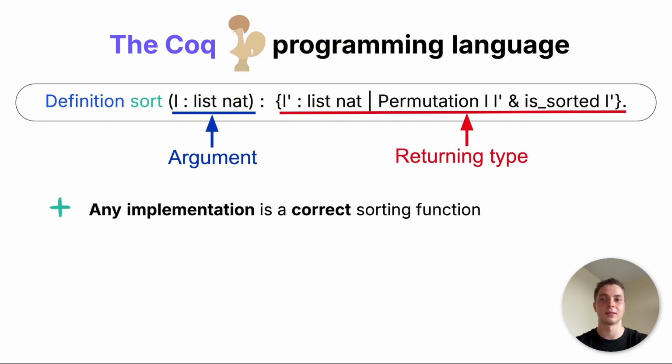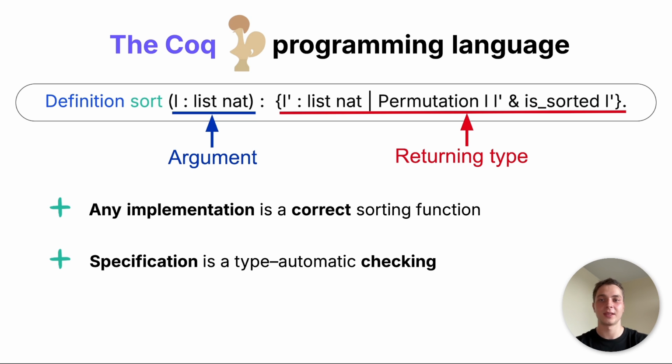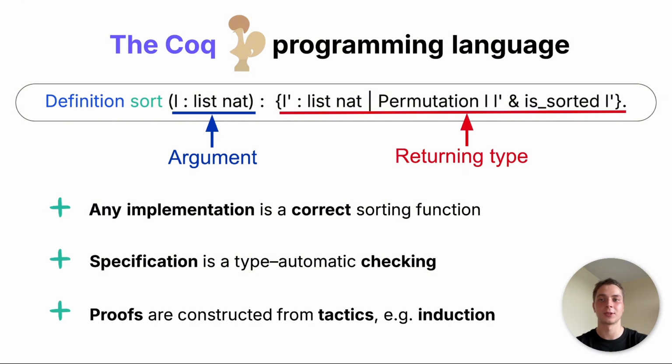Coq is based on the Curry-Howard isomorphism, and therefore writing proofs for theorems in Coq coincides with writing programs. When we finish the proof of the sort theorem, we can extract the sorting algorithm. Another important property is that using Coq's system, we can automatically check if the given proof correctly solves the problem. Proofs in Coq are constructed from so-called tactics, and when applied, tactics change the state of the current proof. For example, one can apply induction reasoning.